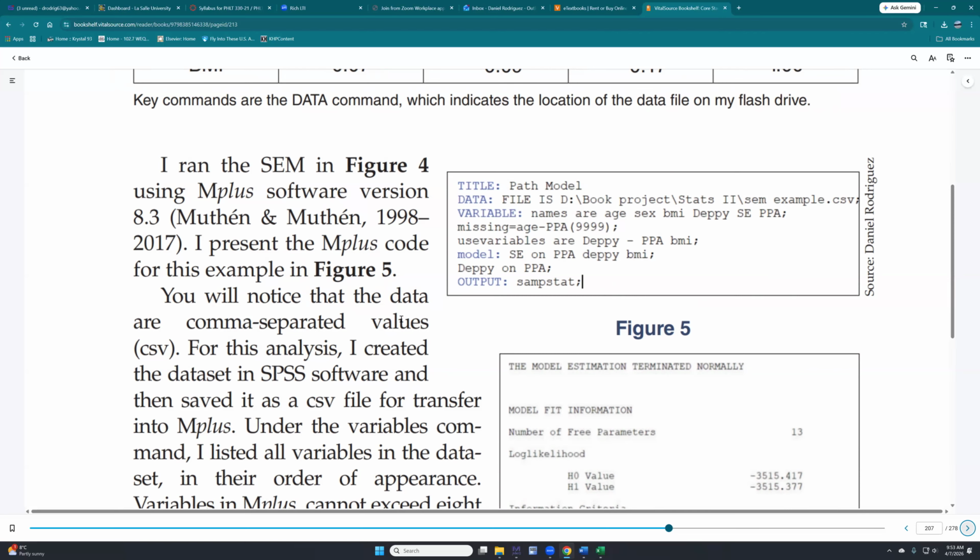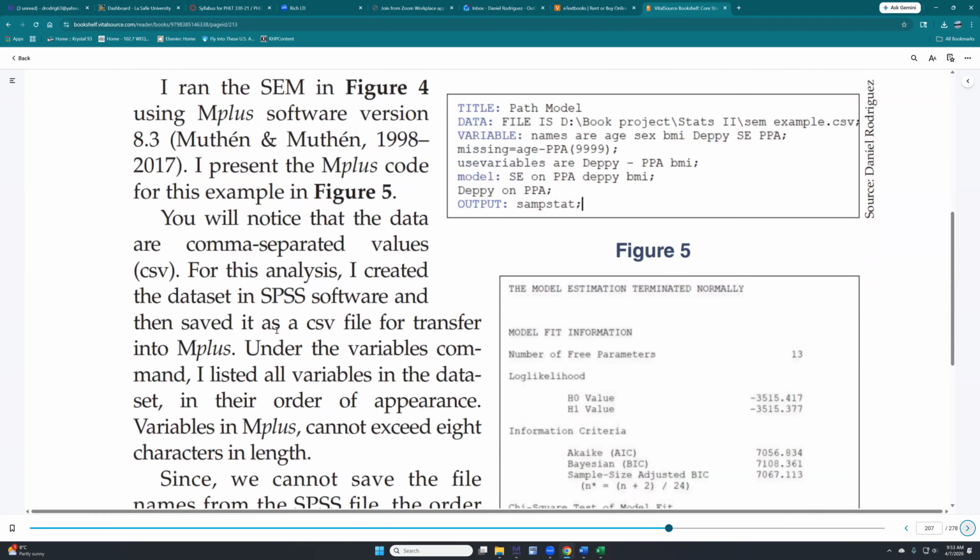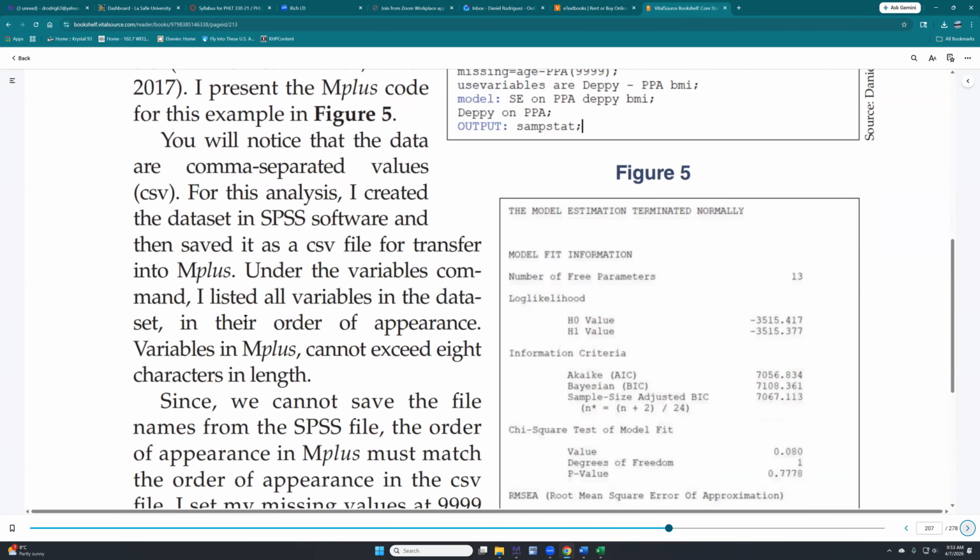Okay, so you'll notice that the data are CSV. So this is comma separated variables. This is something that you get a lot in Excel. You get these comma separated variables. You can download them into Excel really well. For the analysis, I created a data set in SPSS software. So I use SPSS to create them under the variable command.